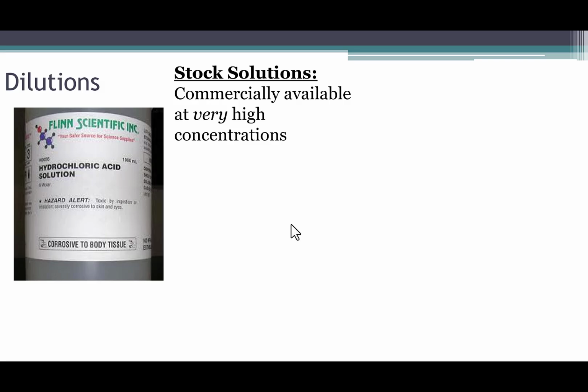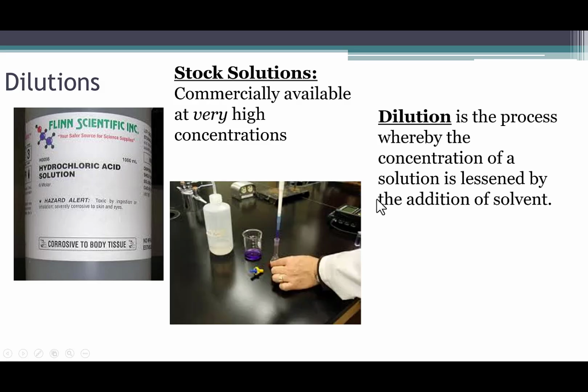So while high concentrations are beneficial when we're selling things commercially, it's not terribly beneficial when we're actually doing stuff in the lab. So what we have to do is dilute these materials down. I have to take a little bit of the hydrochloric acid, mix it with a whole lot of water, and I get what's called a diluted sample coming out.